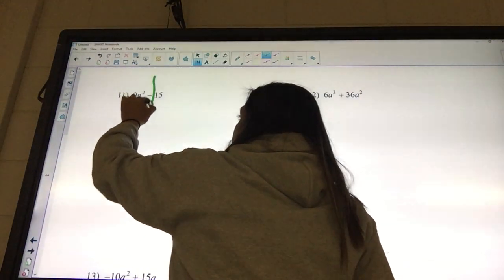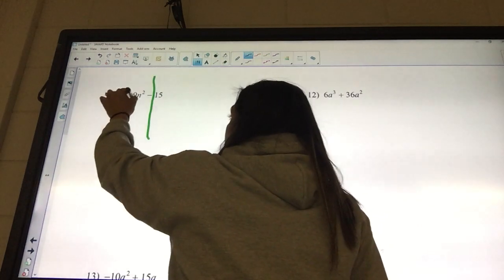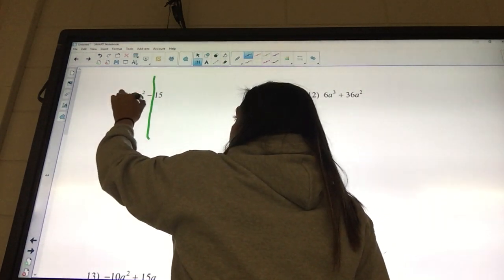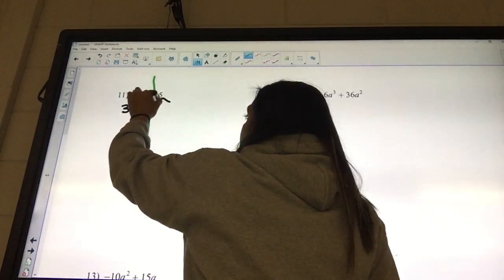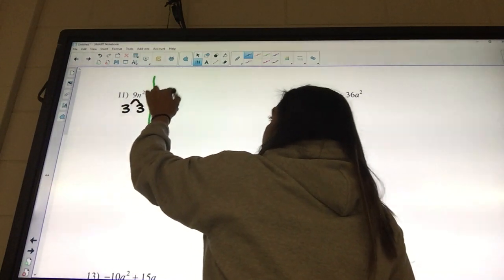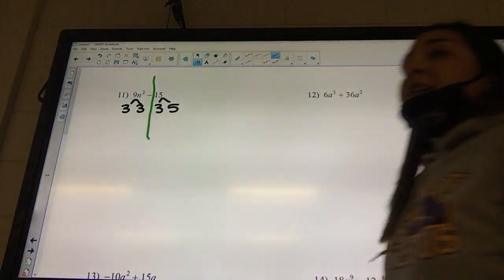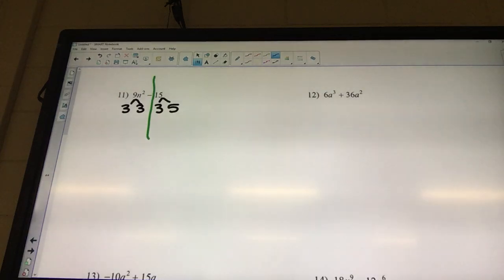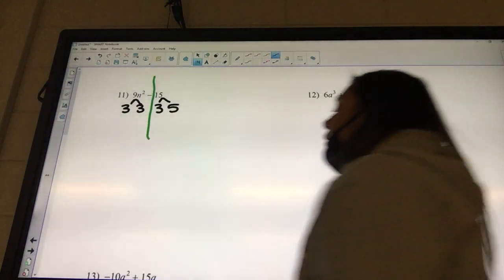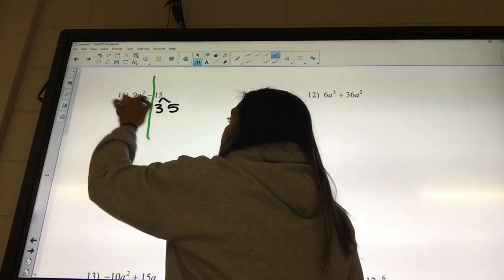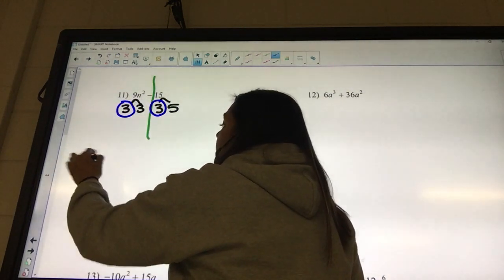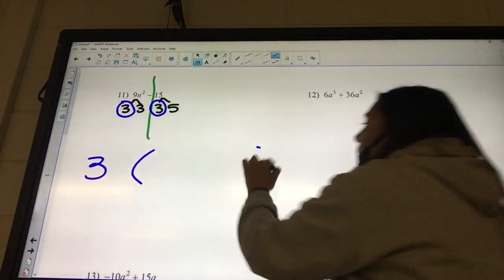Okay, look at 11. Draw your line down, and we need to find some factors in 9. It's going to be 3 and 3. And 15 is going to be 3 and 5. So, what's some matches? 3 and 3. Yeah, 3 and 3. Those guys match, and so we put him on the outside.